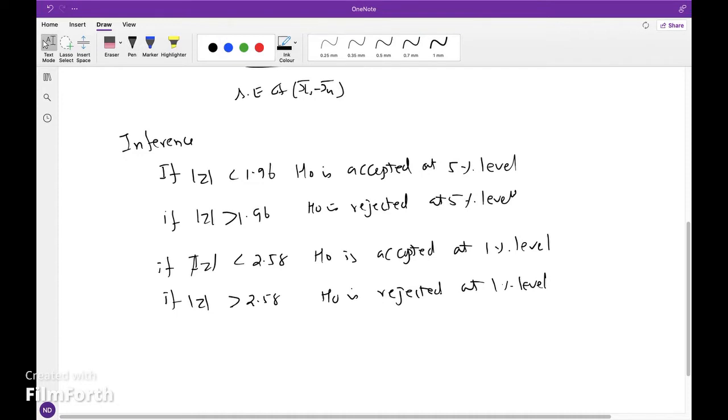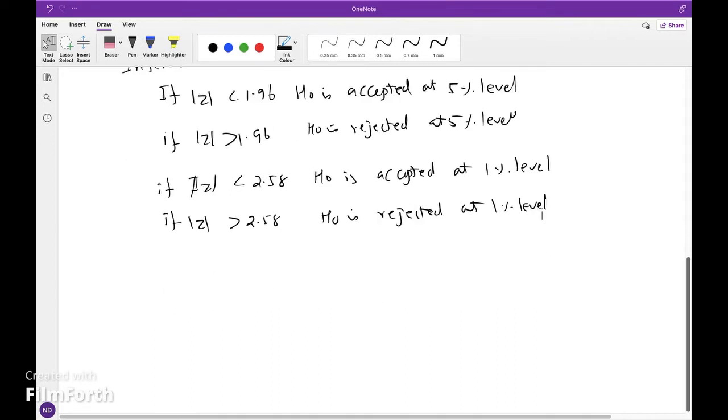If the population standard deviations sigma 1 and sigma 2 are not known, then we can take S1 and S2. The sample standard deviation is the best estimate of sigma 1 and sigma 2 when the samples are large. An example.